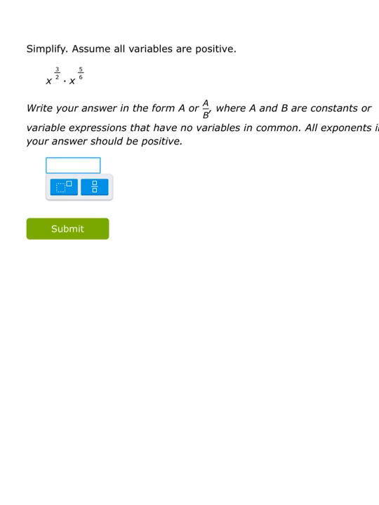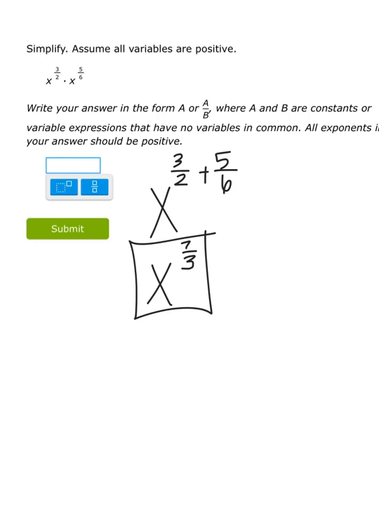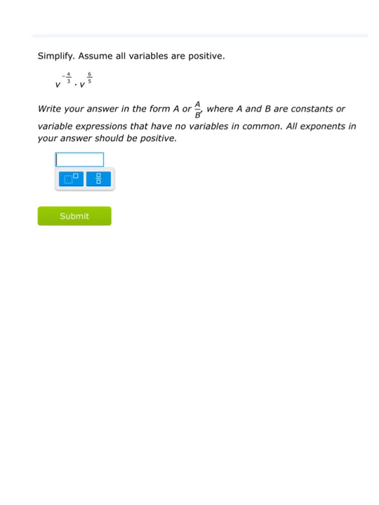Okay, same thing for this one. I need to add the exponents. So this would become x to the 3/2 plus 5/6. So I would go ahead and add those together. And I would get 7/3. So this would become x to the 7/3. So just make sure when you type this in, you'd hit x, then do the exponent, and then the fraction so that you can correctly type that in whenever you submit it.